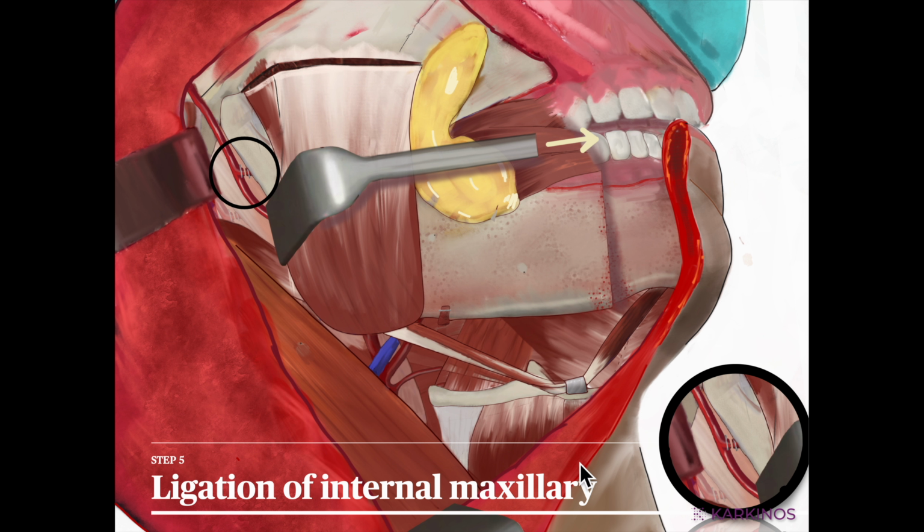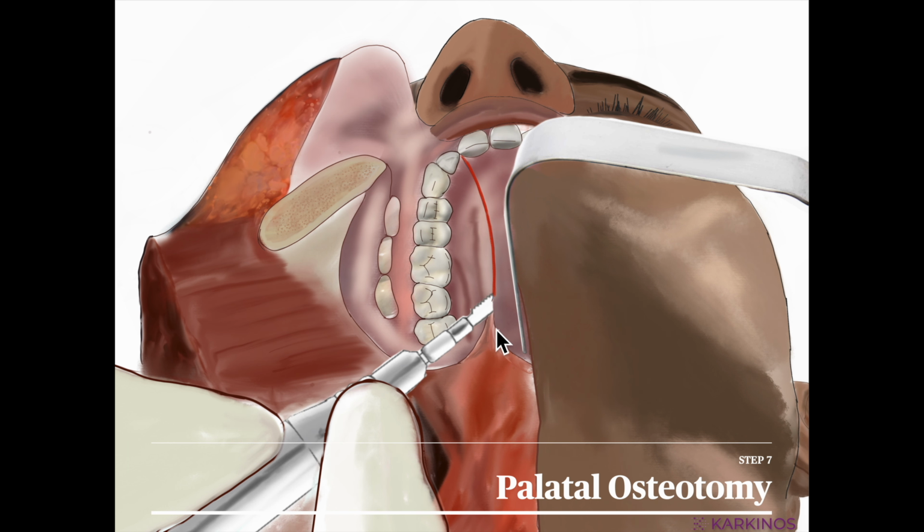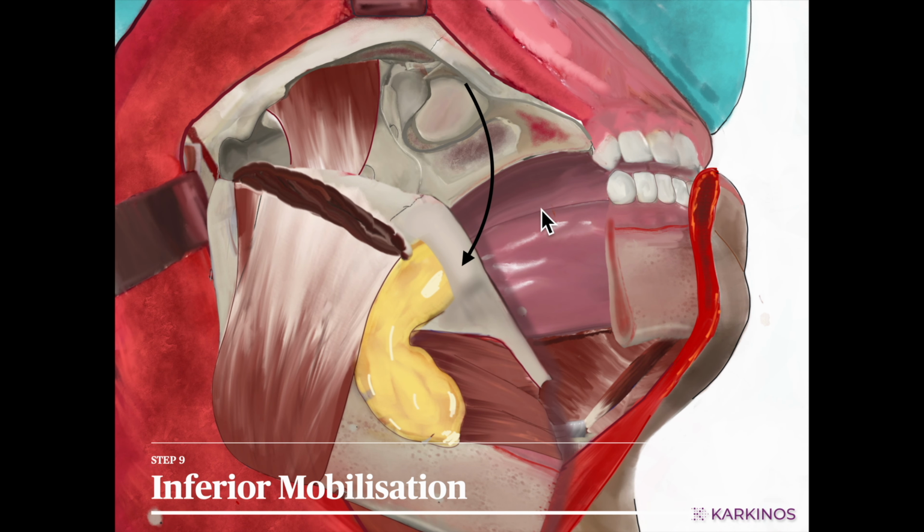Release of the mylohyoid muscle enhances the retraction of the mandible, and now the palatal incision is given, followed by palatal osteotomy. And now the cut can be given on the lateral surface of the maxilla, and the inferior portion of the zygomatic bone and zygomatic arch can also be taken into the specimen depending on the extent of the disease. Now the specimen is down fractured and the greater palatine artery is ligated.